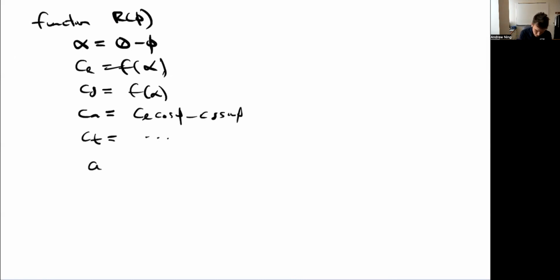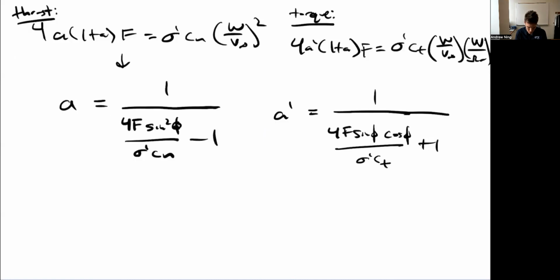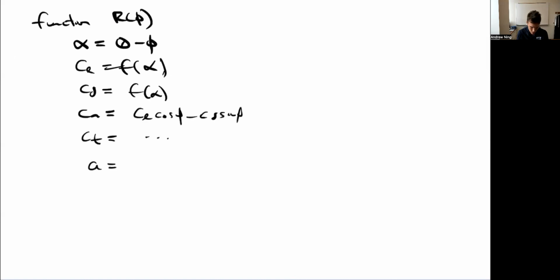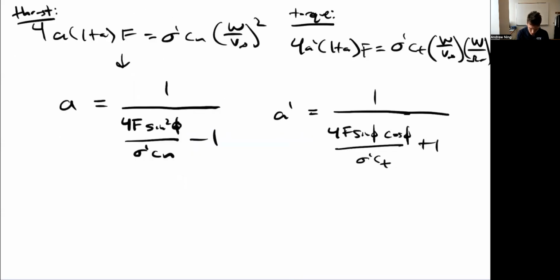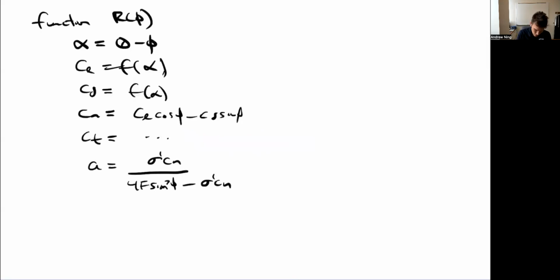Then I can compute a and a prime just from these formulas here. So a is equal to whatever it was. I'm going to write it yet another way, I'm just factoring things around: sigma prime Cn over 4F sin squared phi minus sigma prime Cn. So this is the same thing. I multiply top and bottom by sigma prime over Cn. So it's one way to do it. And a prime, also another expression.